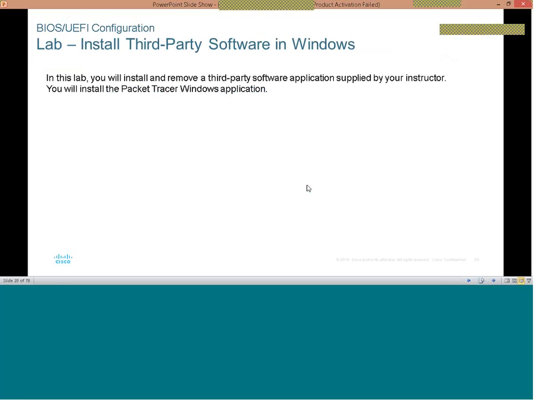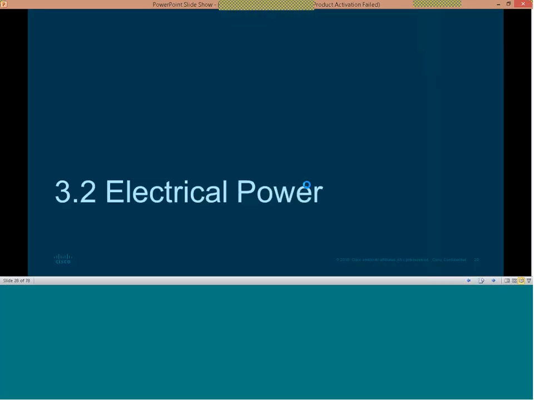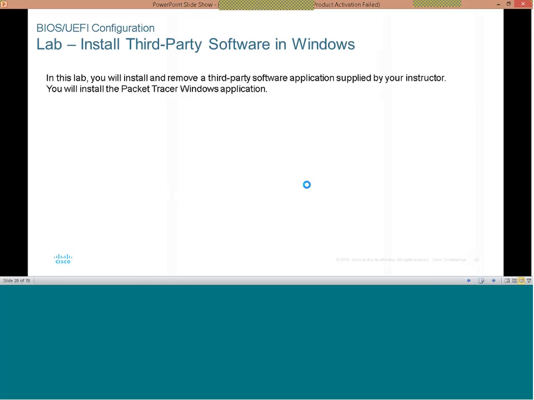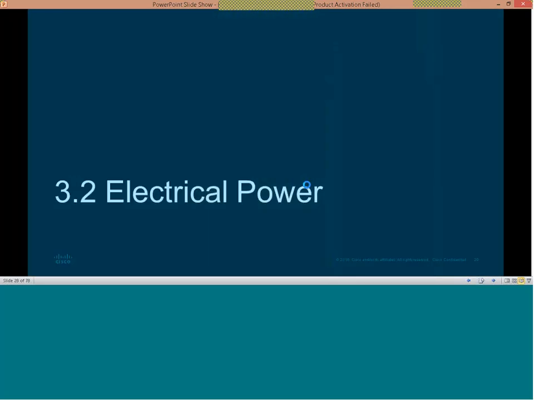You also install and remove the third-party software application supplied by your instructor. You install the Packet Tracer with the Windows application. So here we're looking at installing Packet Tracer, which is third-party software for the system, and of course it will be used later on in this program. That's actually for the BIOS, the ROM, and the CMOS battery. So you can see the correlation between your ROM, your BIOS, and the CMOS.